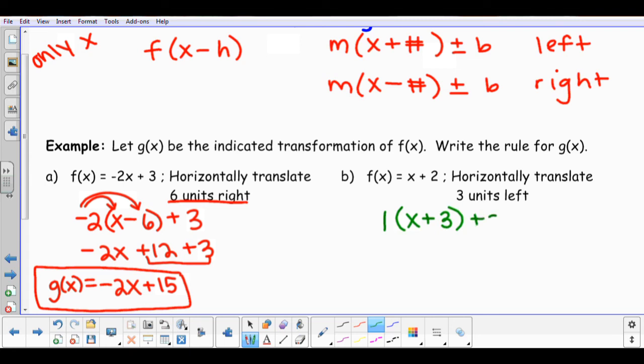Now I can distribute that 1. So 1 times x will give me an x, and 1 times 3 will give me my 3, and I still have a plus 2. So my new g of x function, when I simplify and combine my like terms, is going to be x plus 5.